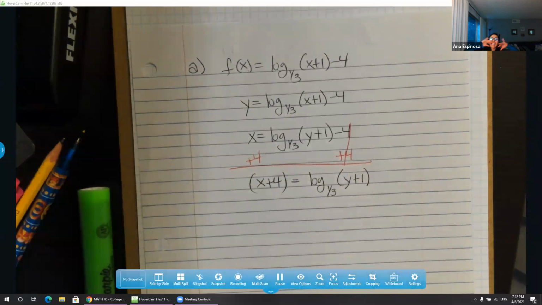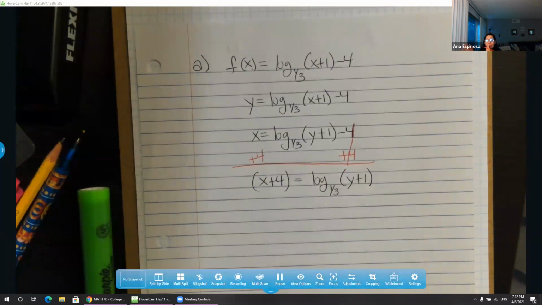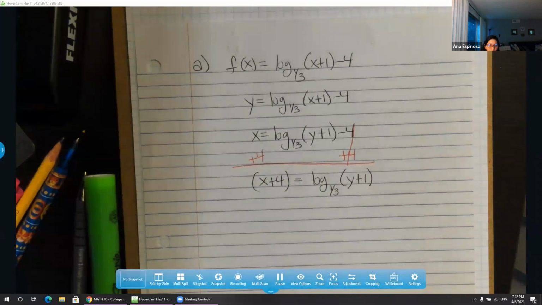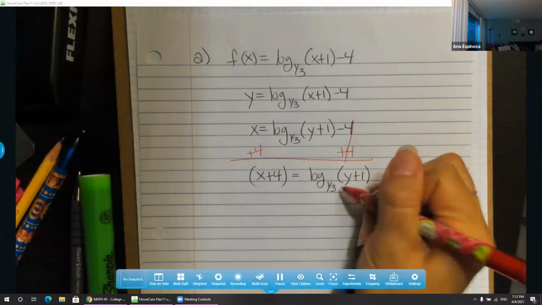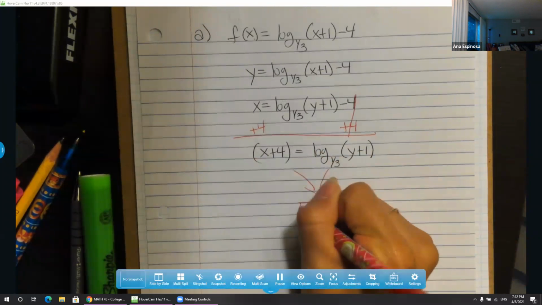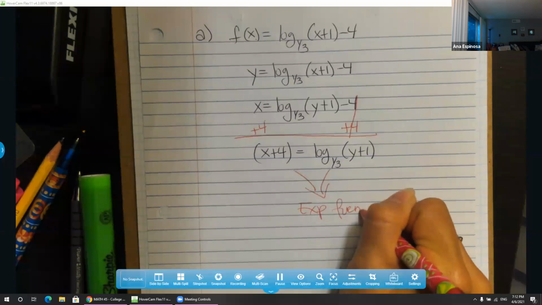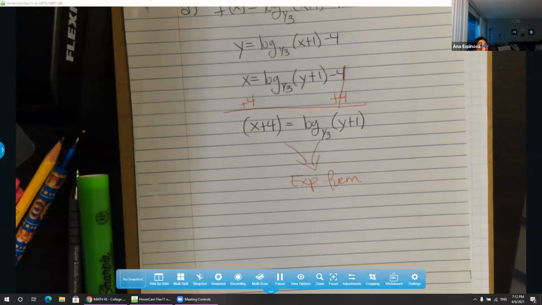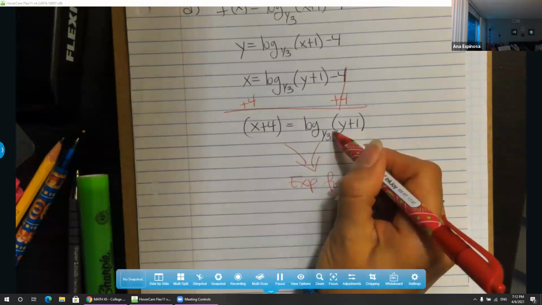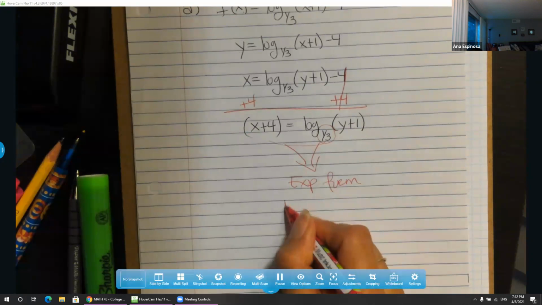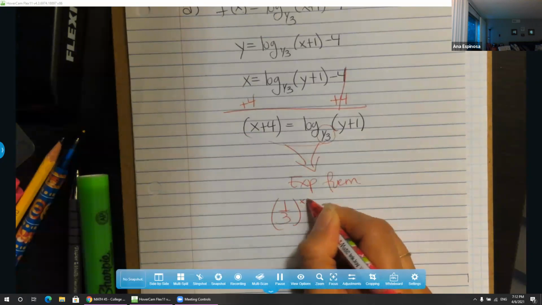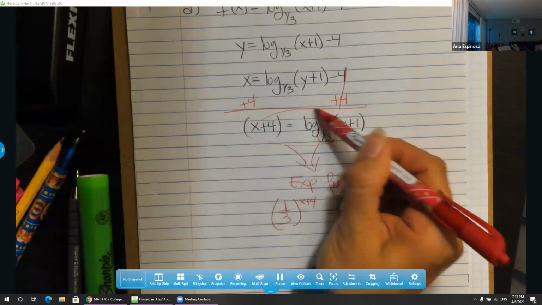At this point, I cannot do anything else. I cannot distribute the log. There's no way I can get it out. You do not apply the properties. What you do is you go from log form to exponential form. And that's how you find the inverse, because that will get rid of this log that we need to get rid of. So if I make this into exponential form, that will mean I circle the base, raise it to this power, and that's going to be equal to y plus 1.